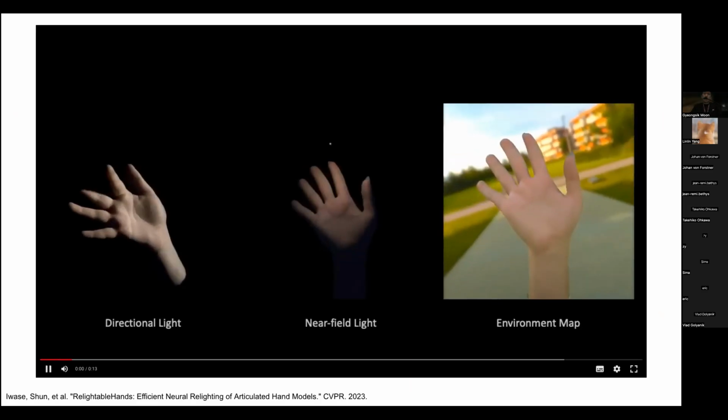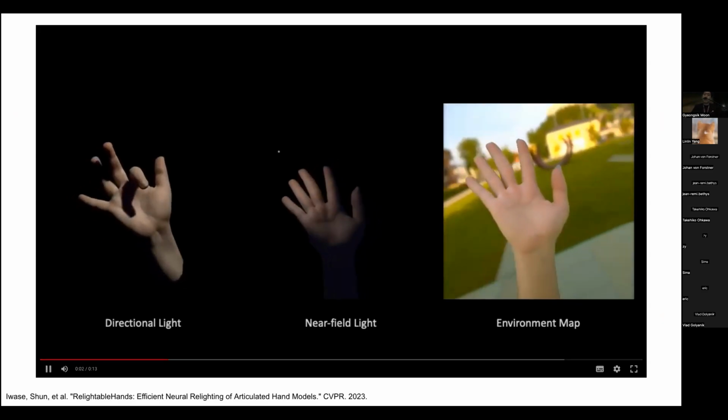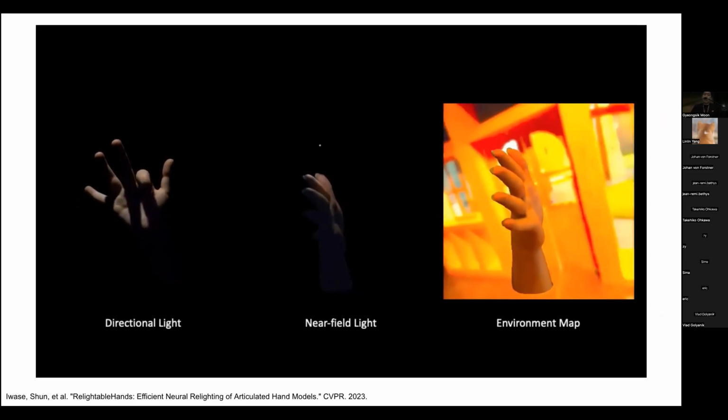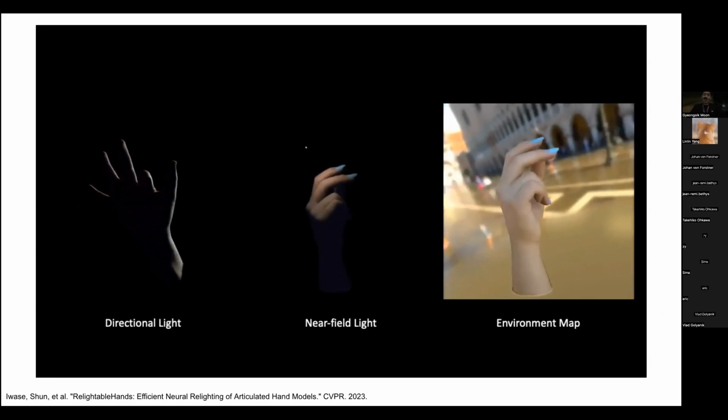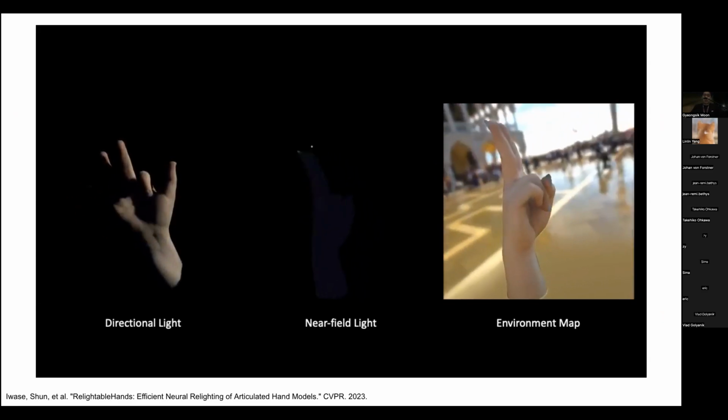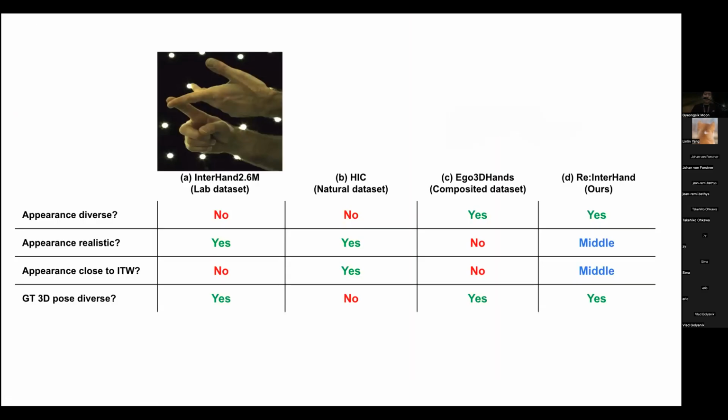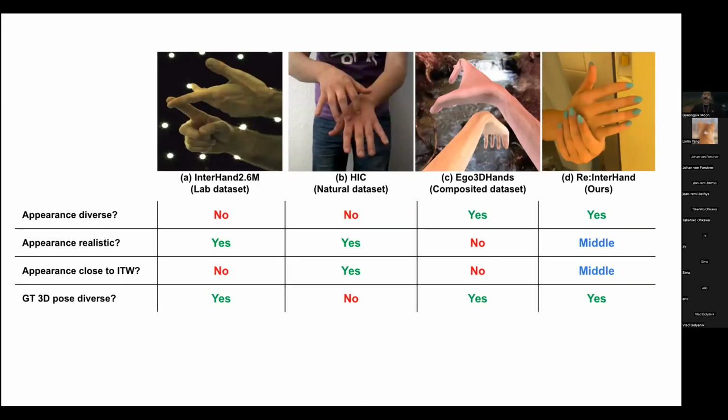So this is the relighting network that we use to render two interacting hands. This relighting network paper was introduced in this year's CVPR, and this is from our Meta Pittsburgh office. So let me first compare four types of datasets.